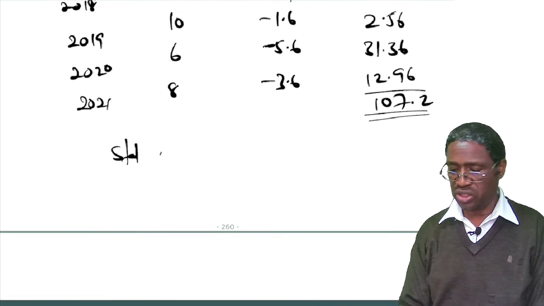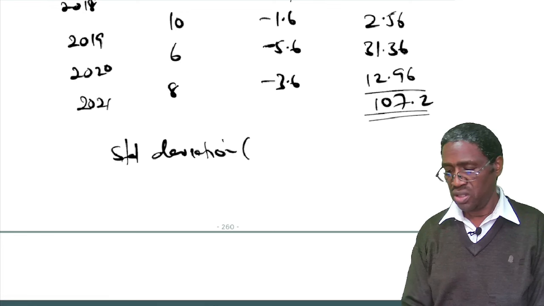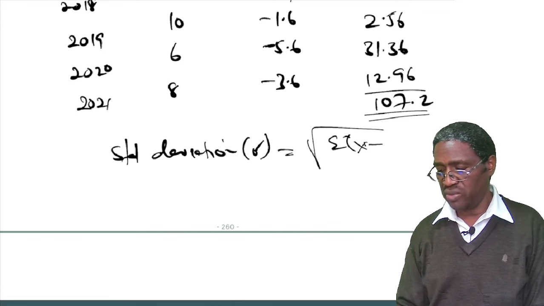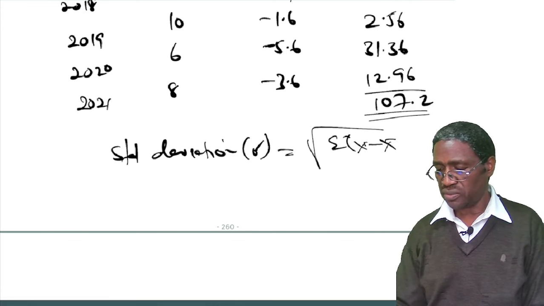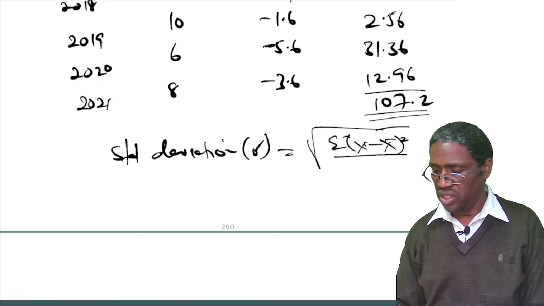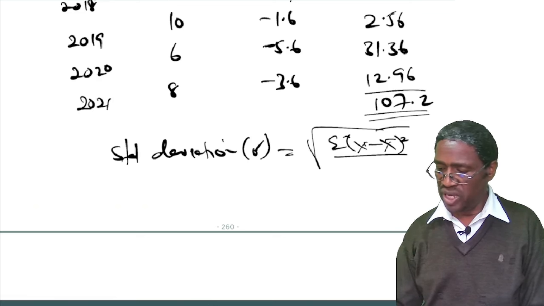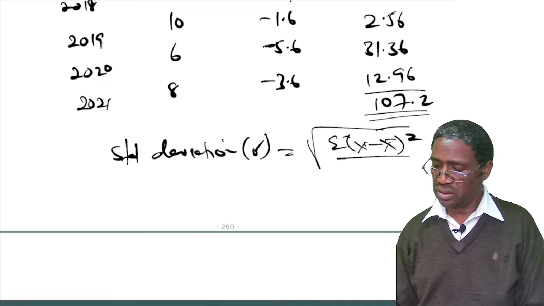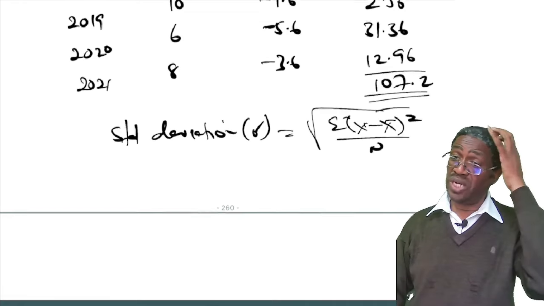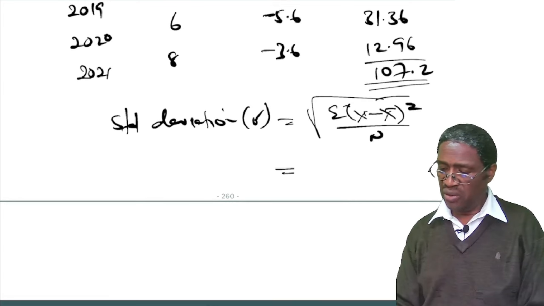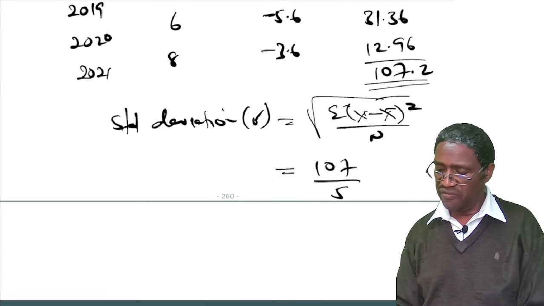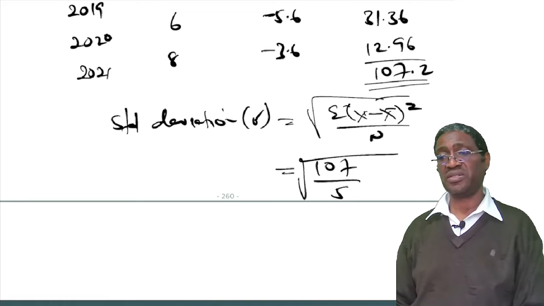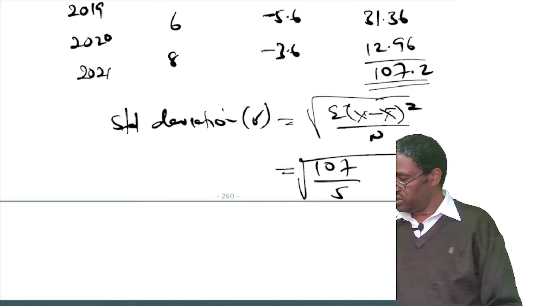Let me just put it in short. Standard deviation, theta equals the square root of summation of x minus x bar squared divided by n. Good. So now we can feed in the data. Our numerator is 107 divided by 5, which is the number of years. Then I get the square root of everything. Let me divide that 107 by 5.